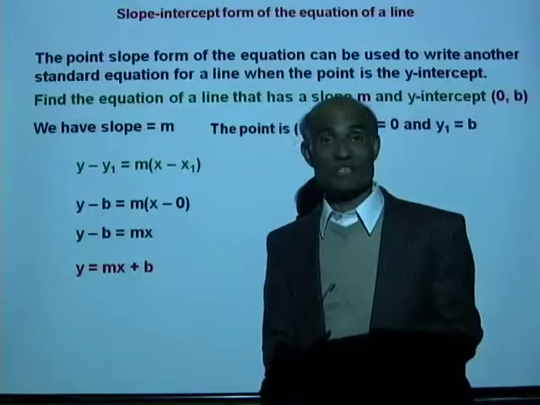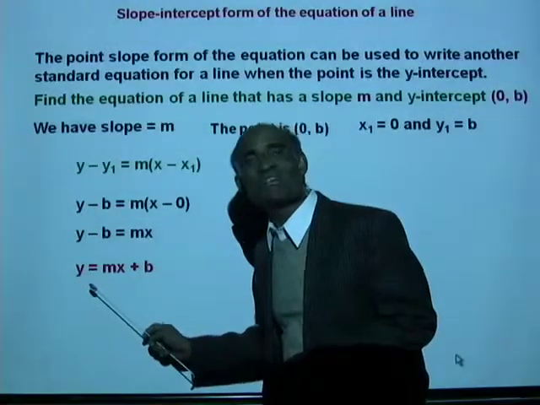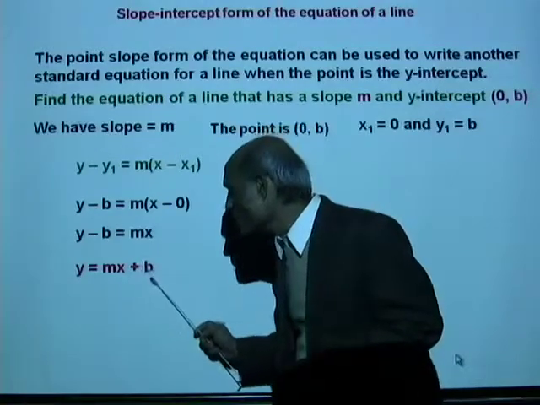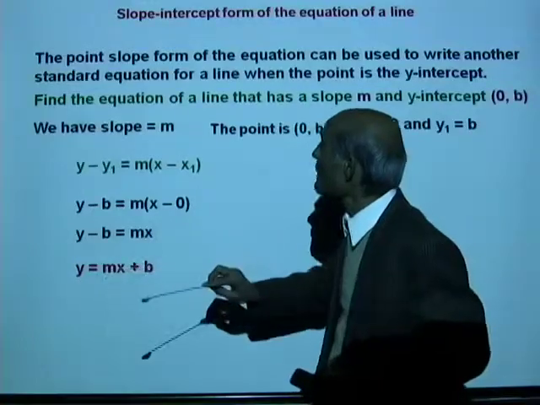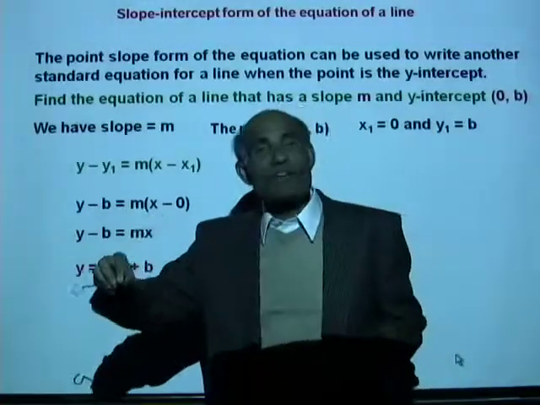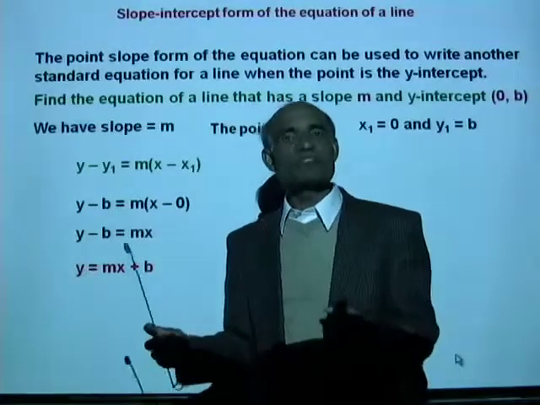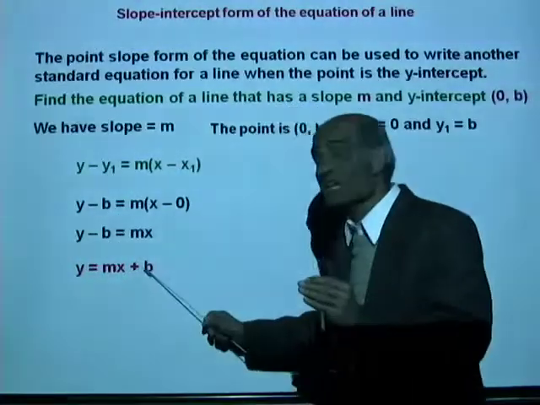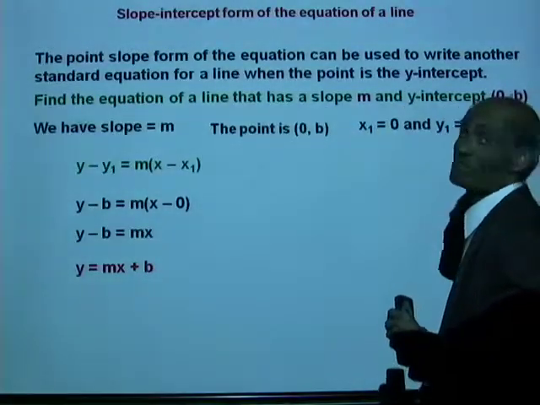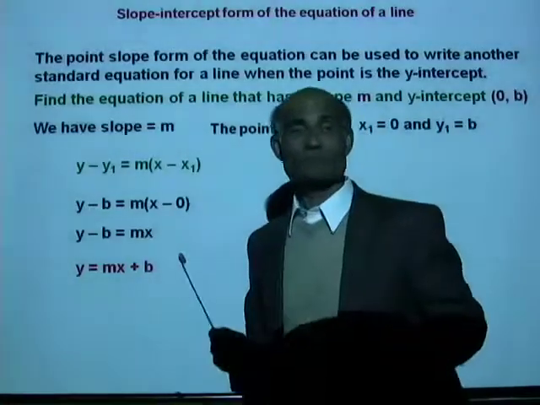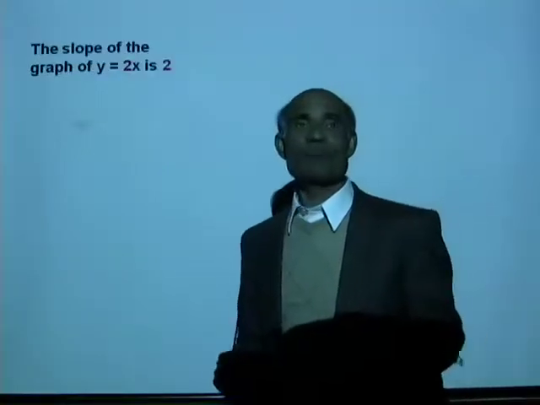And what do you call this equation? This equation is called the slope-intercept form, because b is the y-intercept. But you should notice that this equation and the point slope form are actually one and the same equation. The only difference is the point we used here is a specific point, which is the y-intercept, 0, b. Alright? The slope-intercept form of the equation.